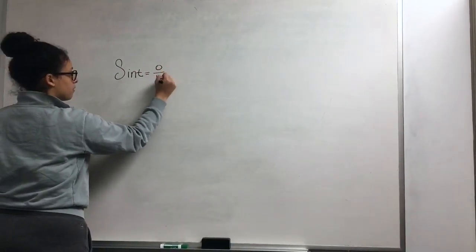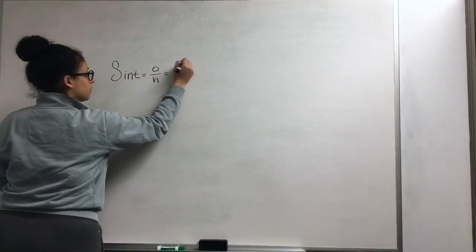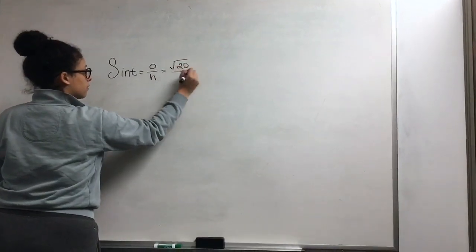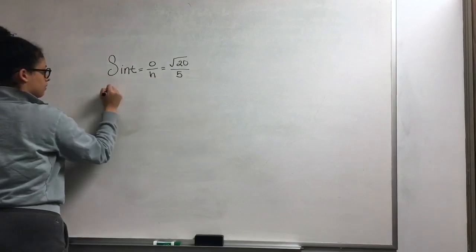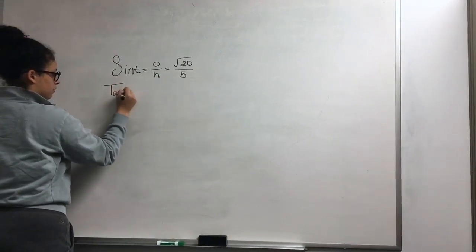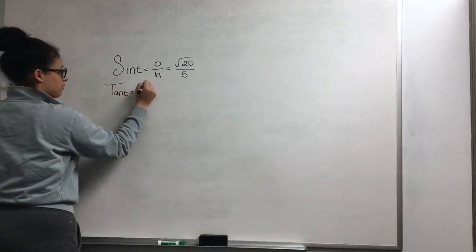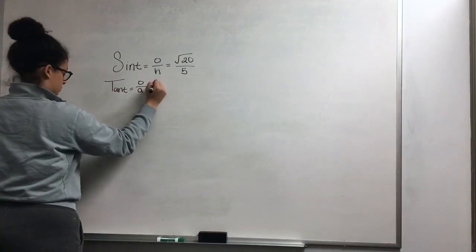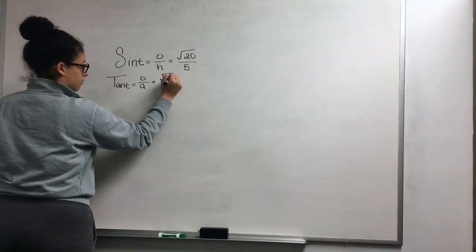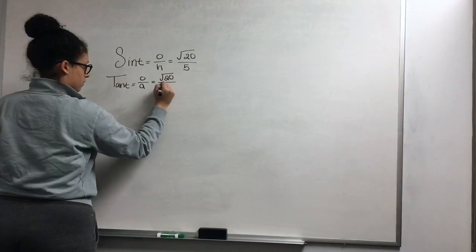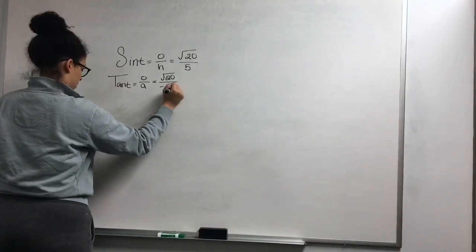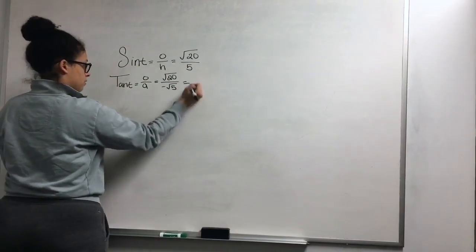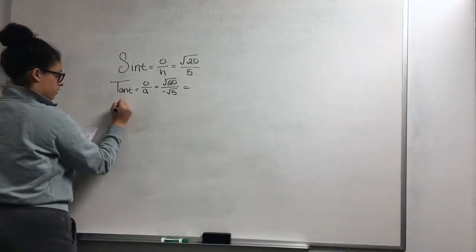So using the values we got from the Pythagorean theorem, we now know that the opposite is square root of 20 and the hypotenuse is 5. So sine of t would be the square root of 20 over 5. We also know that tangent of t is opposite over adjacent, which would be square root of 20 over negative square root of 5.